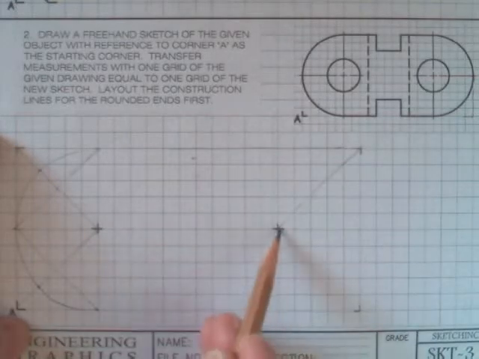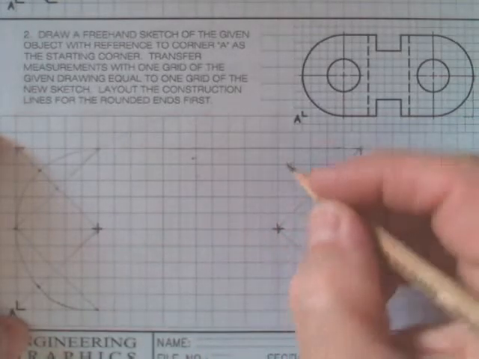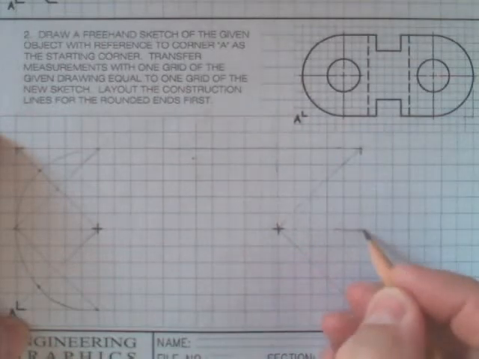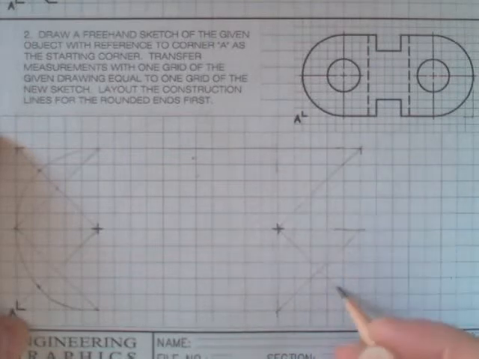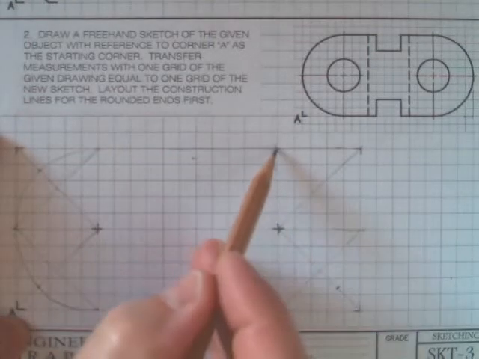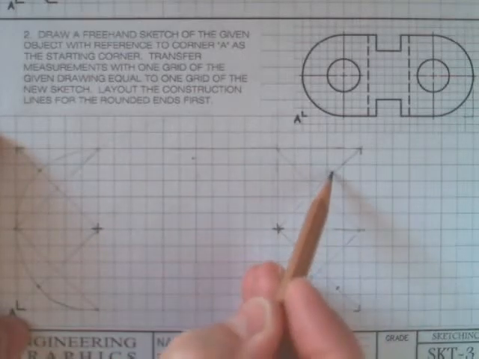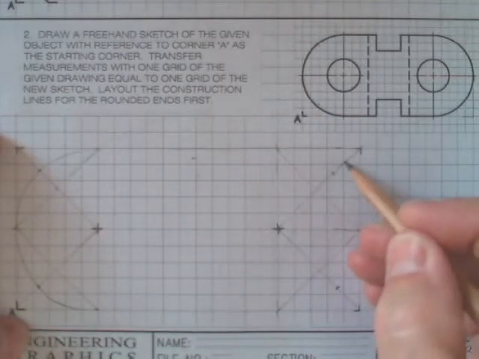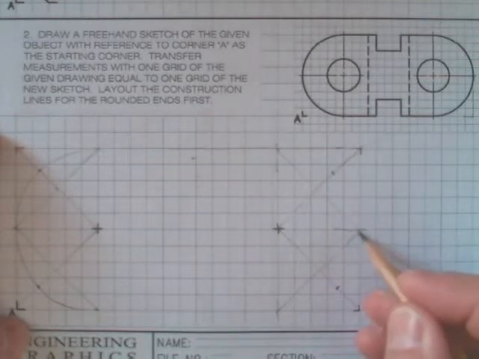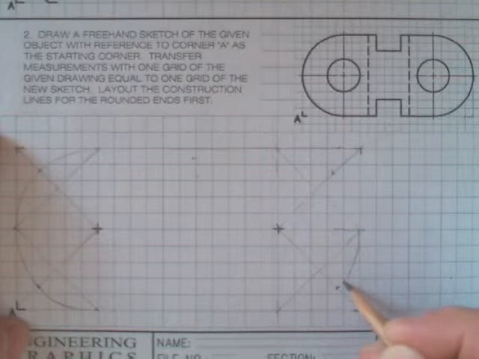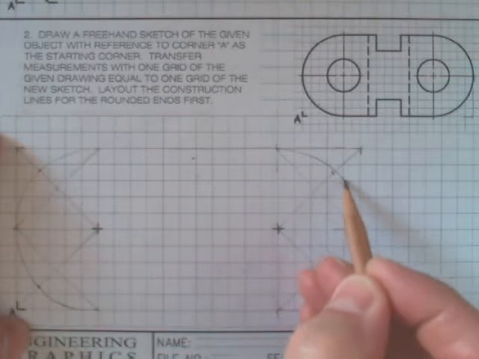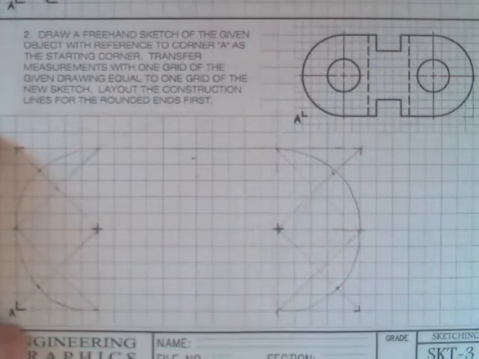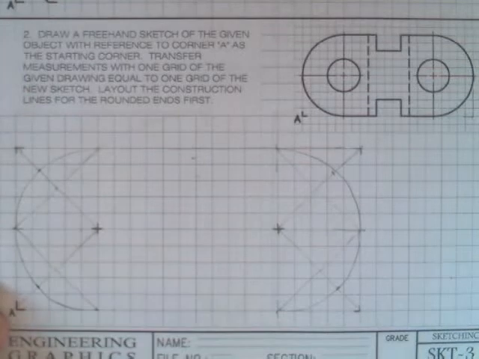Here's my large diagonal, and notice everything is very light. So I'm going to mark halfway. Now I know what my curves look like. And again, everything is laid out with light construction lines.